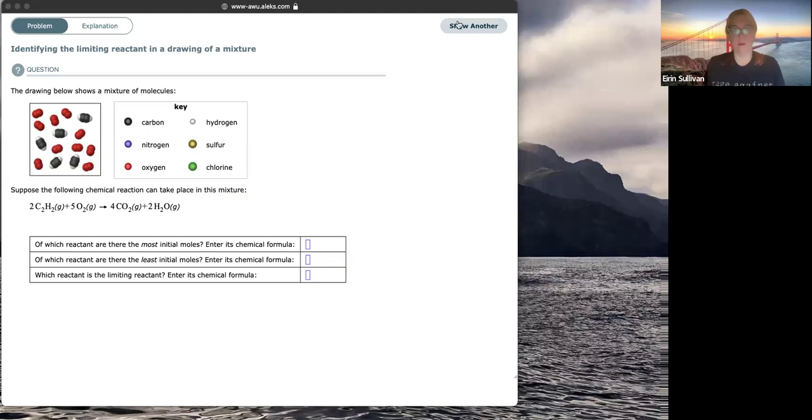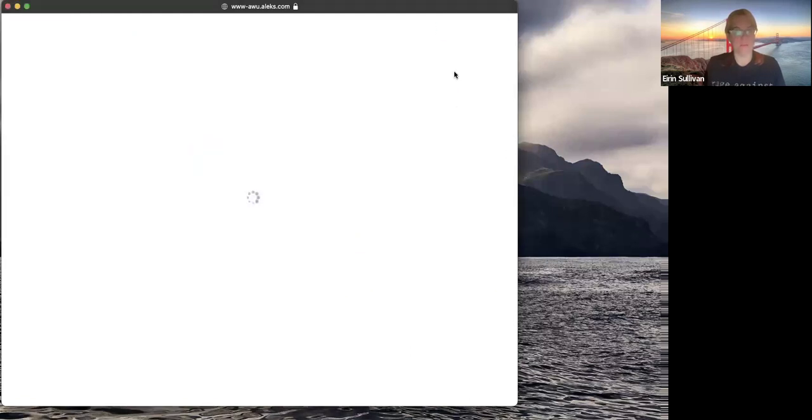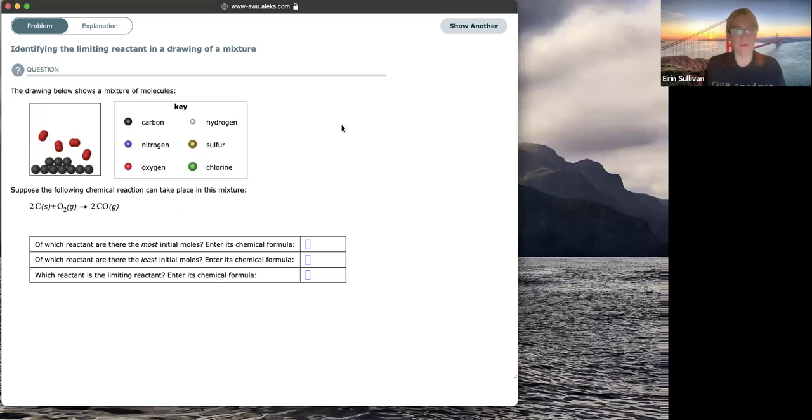Okay, so let's do one more, okay? We got a reaction between a gas and a solid. That's fun. Okay, so let's write our mole ratios. Okay, so for every 2 moles of carbon, you can make 2 moles of carbon monoxide. For every 1 mole of oxygen, you can make 2 moles of carbon monoxide.